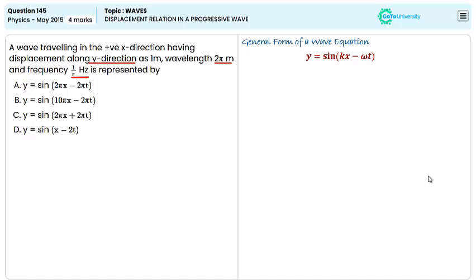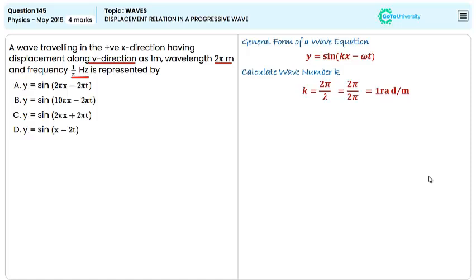Let us calculate the wave number k. The wave number k is equal to 2 pi by lambda. Lambda is 2 pi, which is given in the question. On substituting we get 2 pi by 2 pi, which is nothing but 1 radian per meter.